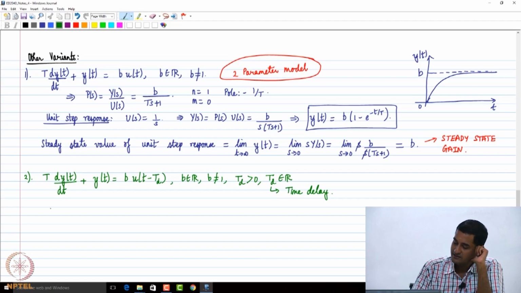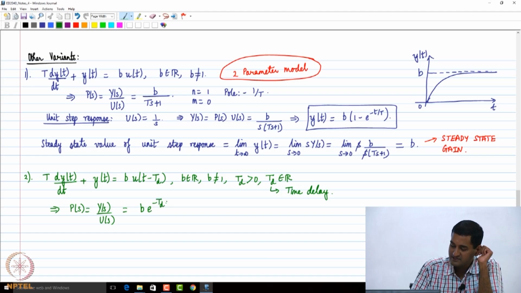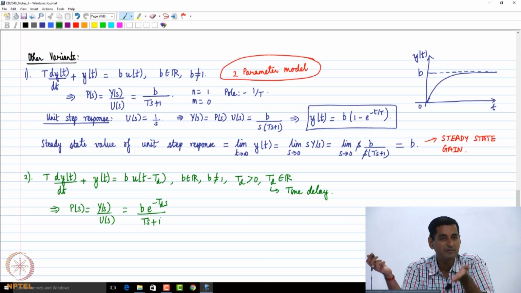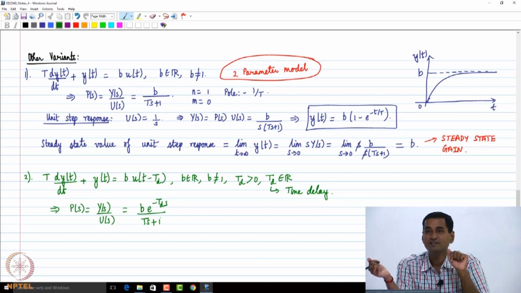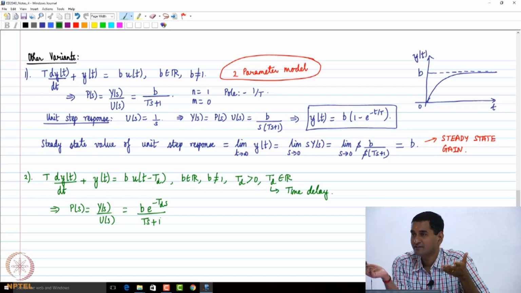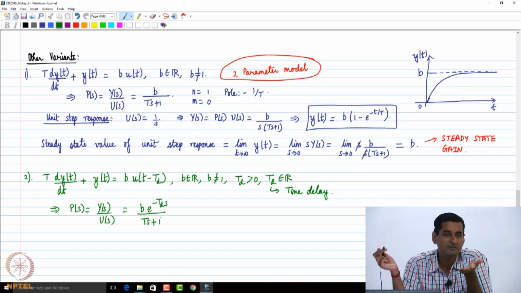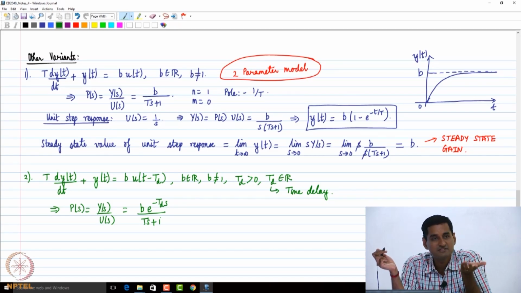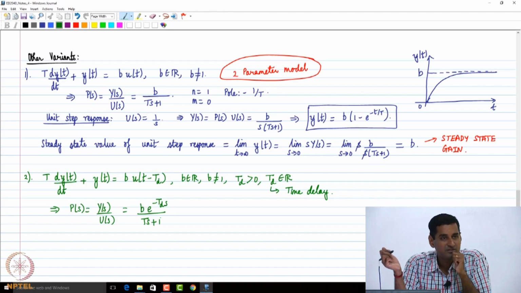So immediately we know that the plant transfer function is going to be what? Y of s divided by u of s. It's going to be b e power minus TDs divided by Ts plus 1, right? How did we get this? b by Ts plus 1 is for the previous one. Now you get an additional factor due to the time delay, which we have already calculated, right? When you take Laplace transform of u of t minus TD, you are going to get u of s times e power minus TDs. That's how we got this.